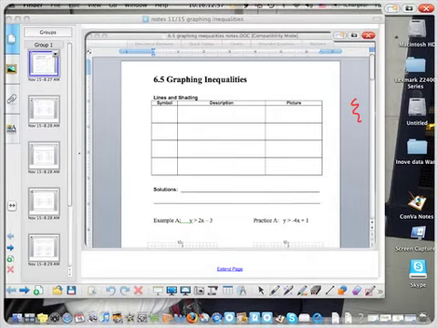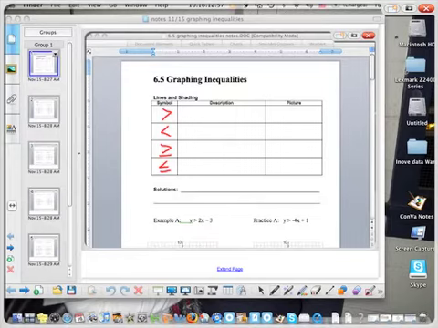Unlike graphing equations, you'll do the slope and the intercept the same way, but then your dots will be connected together with a different type of line depending on what the inequality symbol is, and then there's also shading that's required. So very quickly I'm going to go through the symbols with you. You're going to have a greater than symbol, less than symbol, greater than or equal to, or less than or equal to. Those are your options for symbols.